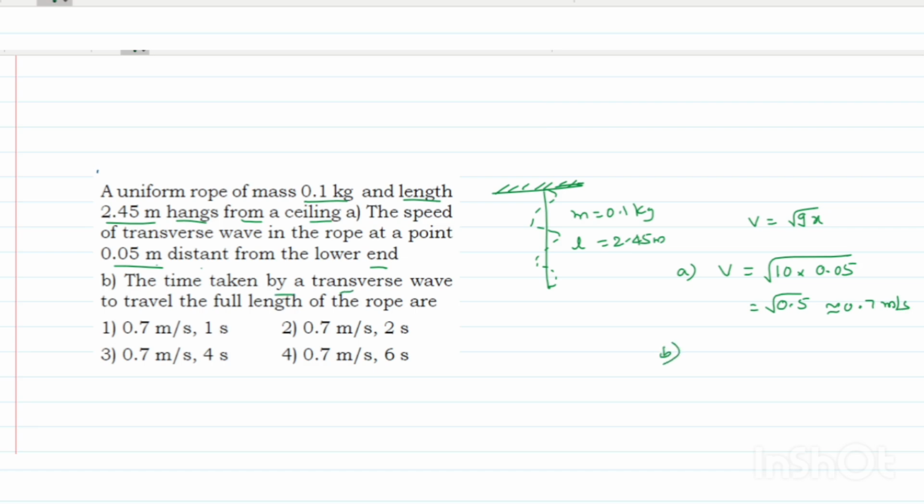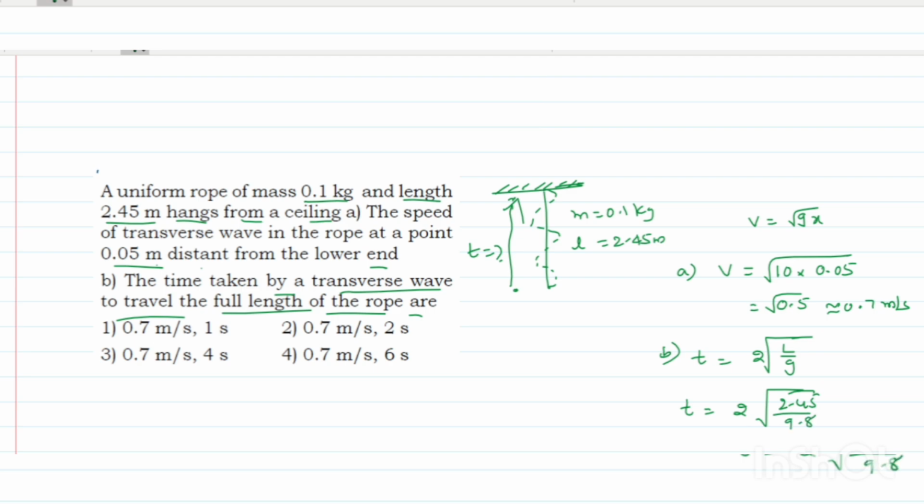The time taken by the transverse wave to travel the full length of the rope, they are asking. Time taken to travel from top to the bottom, how much time is it going to take? T equals 2 into root over L by g. In the previous case I have explained clearly: 2 into the length of the wire, which is given as 2.45, and g you can take as 9.8.